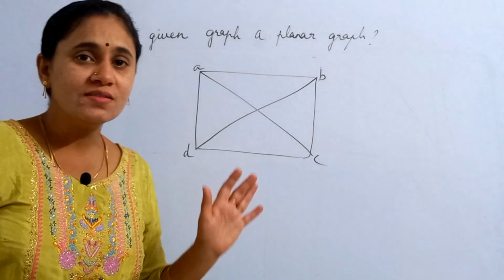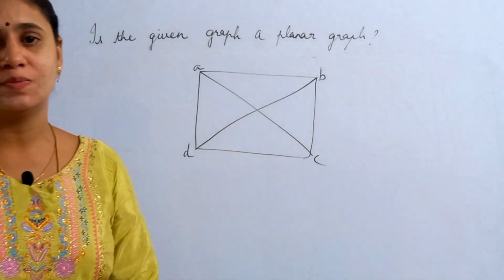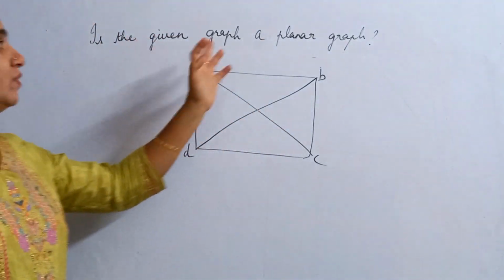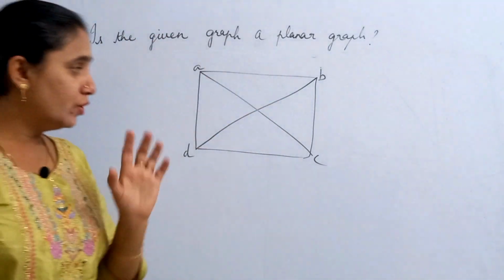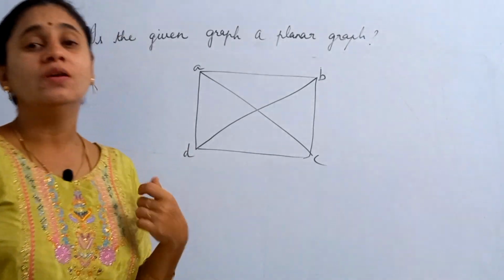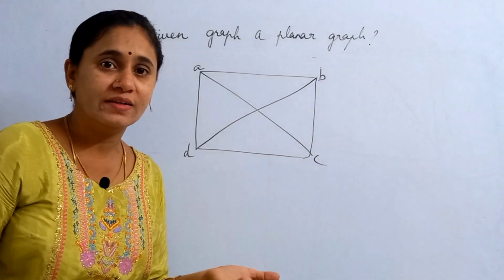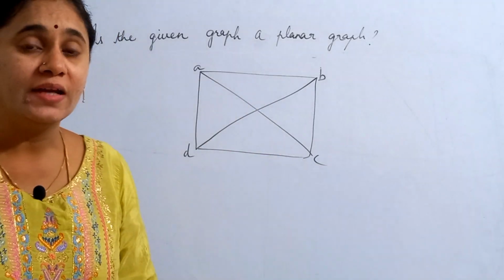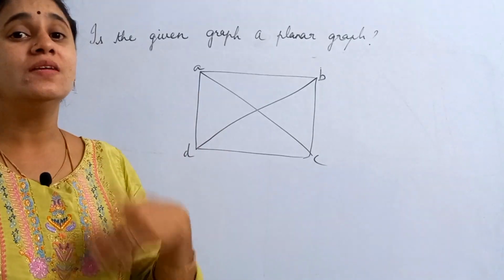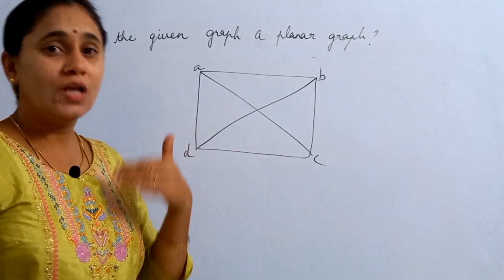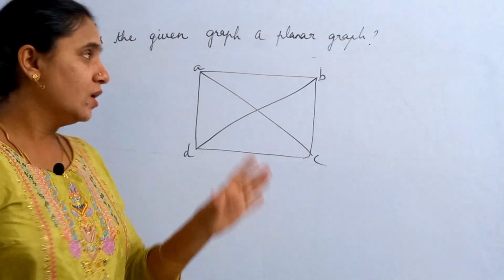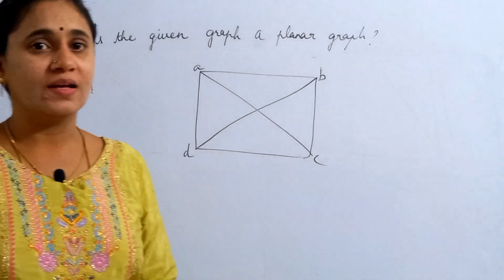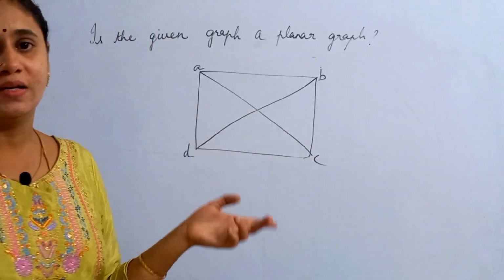Friends, this is the first graph representation that is given. What is the question being asked? Is the given graph a planar graph? Before going into this discussion, you must know what a planar graph is, also called a plane graph. Please see all these things in the previous video. Now I just want to tell you in short. If the edges don't intersect, it is called a planar graph. If they intersect, it is not a planar graph.